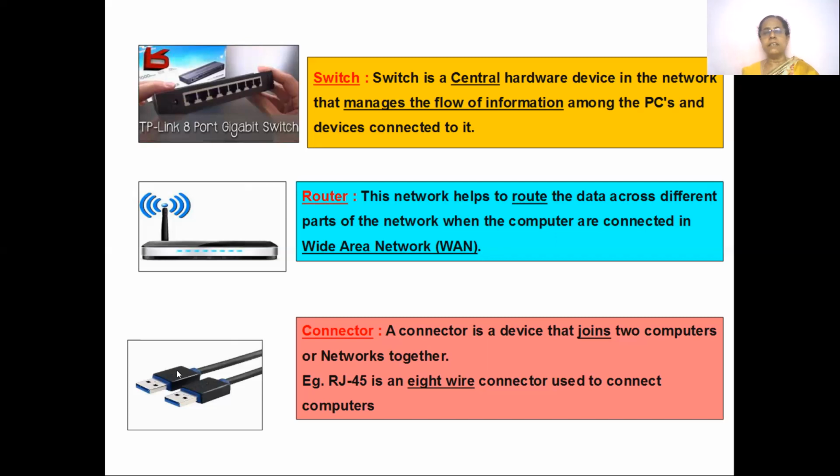Last one is the connector. The connector helps to join two computers in the network. Without this, you cannot connect. If you want to connect from the computer, you have to have a main connection, the router, and then you can get the connection. So a connector is a device that joins two computers on networks.